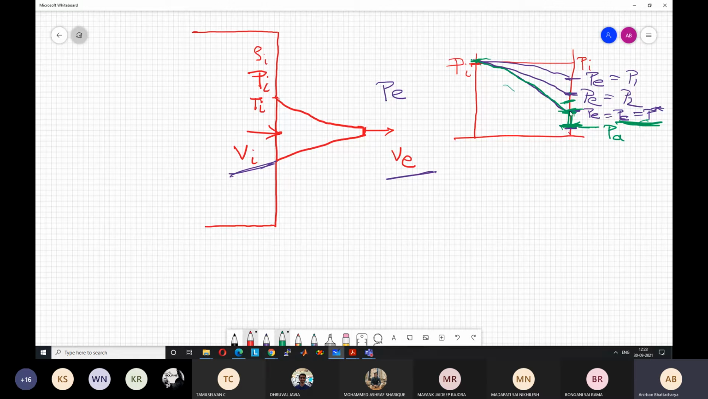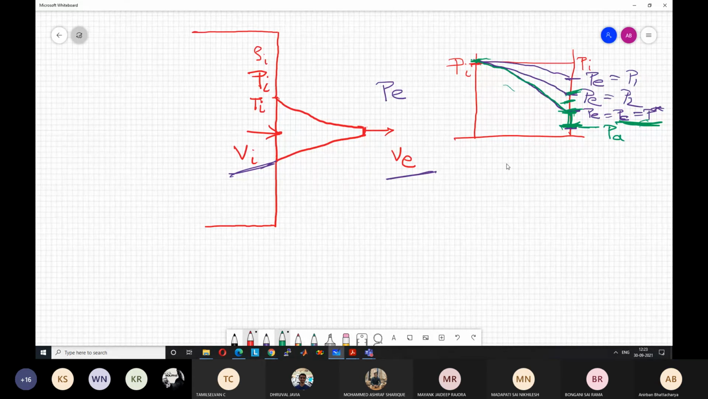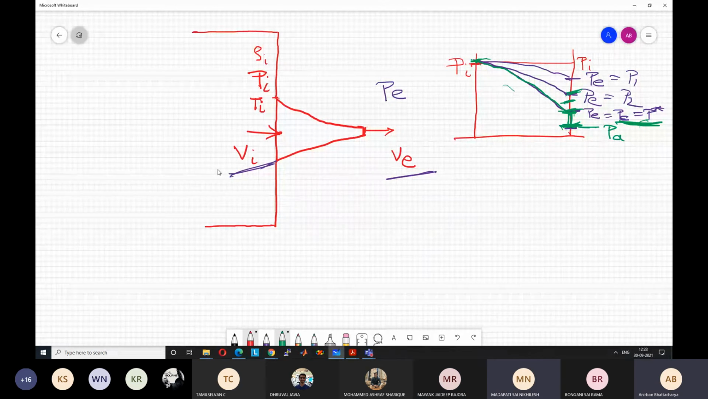A typical critical pressure ratio is around 0.5 for normal atmospheric conditions. If the pressure ratio is 0.4, the exit pressure is 0.4 times the inlet pressure, and in that case the nozzle will be choked. But if the pressure ratio is 0.7, the exit pressure is 0.7 times the inlet pressure, the pressure will be something like here, and the nozzle will be unchoked. Is this clear to all of you? Yes. Okay, so let us come back to our nozzle now.